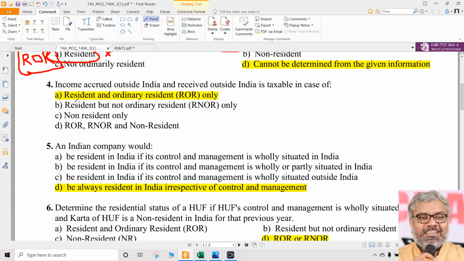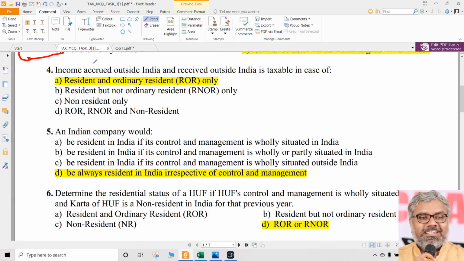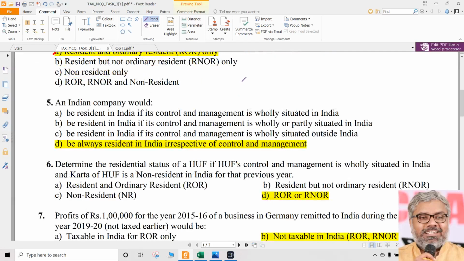Right? Next. Question number 4. Income accrued outside India and received outside India is taxable in the case of whom? Naturally, only for ROR. It is not taxable for others. So only for ROR it will be taxable, if it is accrued outside India and received outside India.